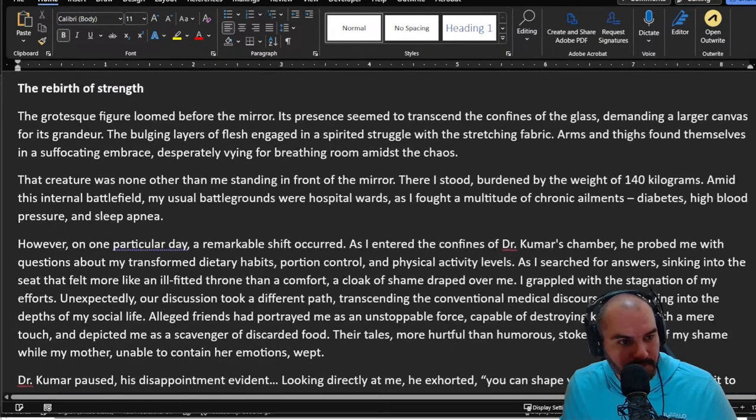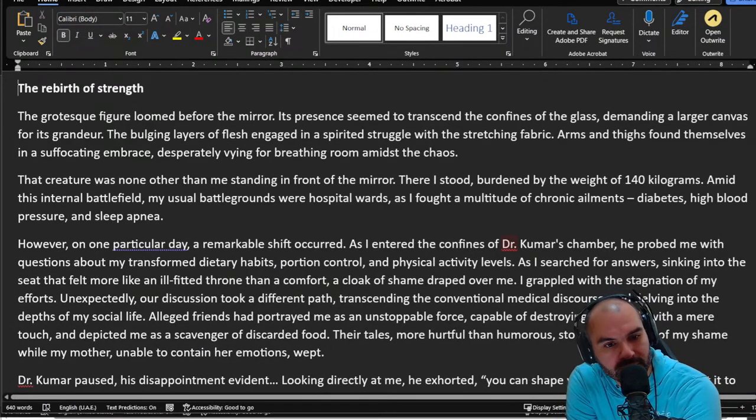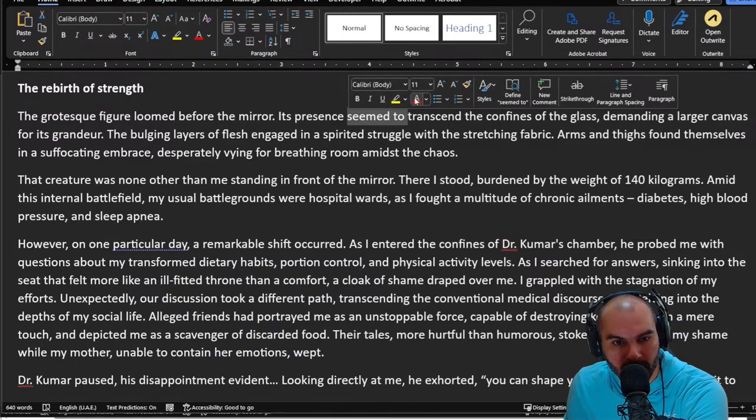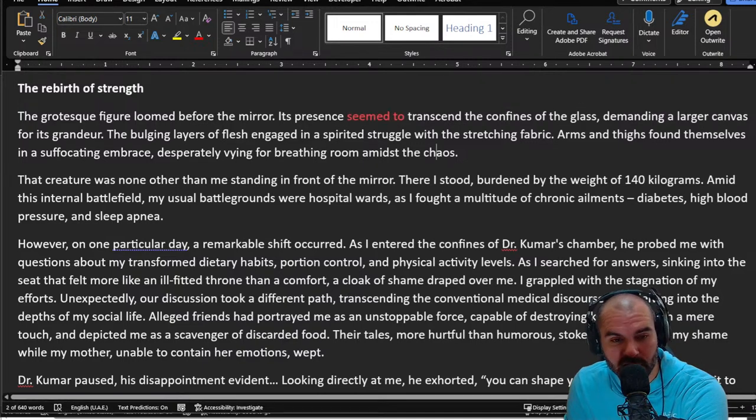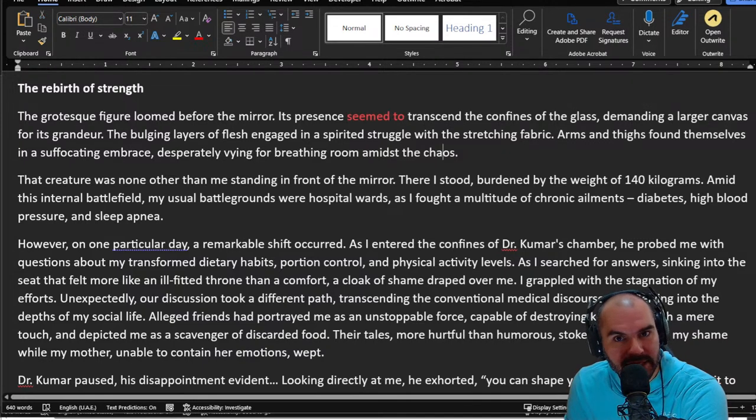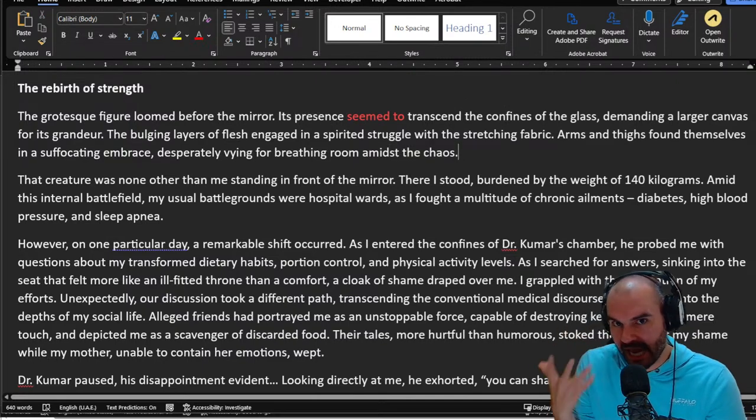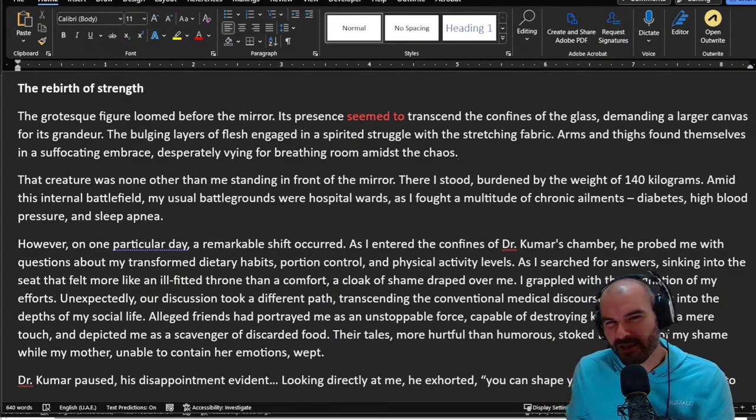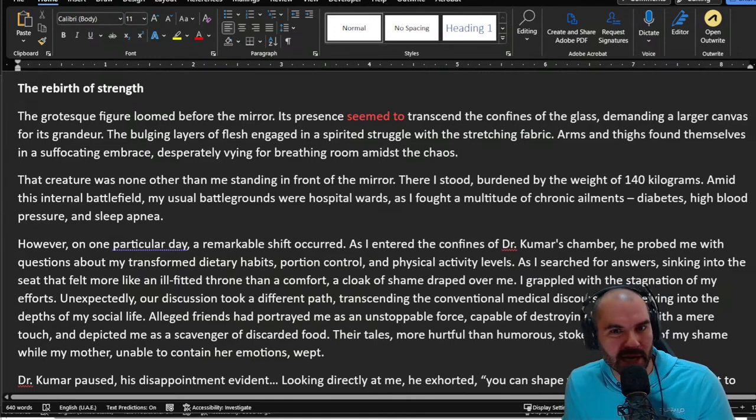All right. Okay. Grotesque figure, transcend to... All right, real quick, pro tip for everybody. These are examples of what we sometimes call filter words, and you can often delete these. These words actually only detract from your writing, because instead of saying its presence transcended the confines of the glass, instead of just saying it happened, I'm saying it seemed to, so it feels less impactful. You can often cut these words out and get more impact out of your sentences.